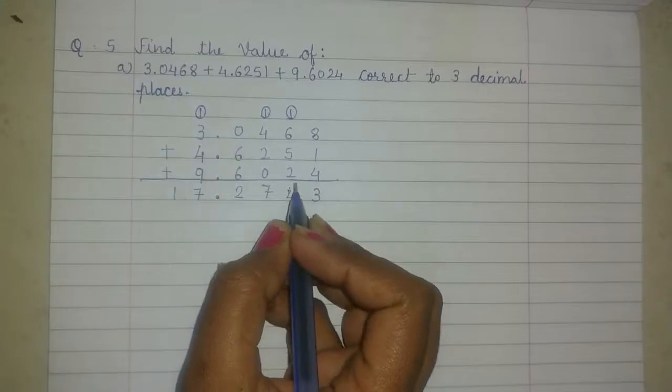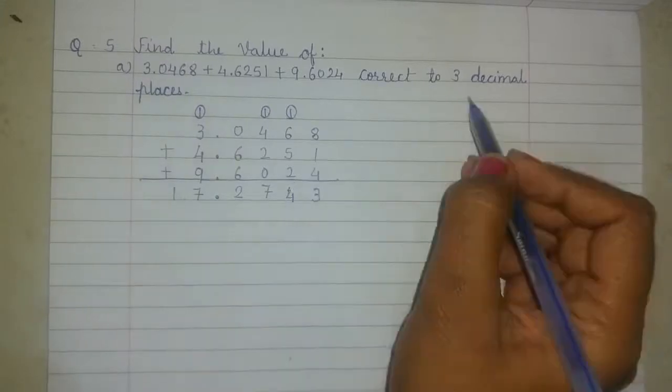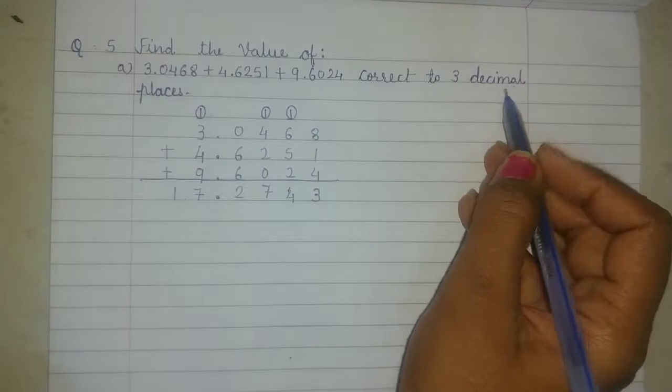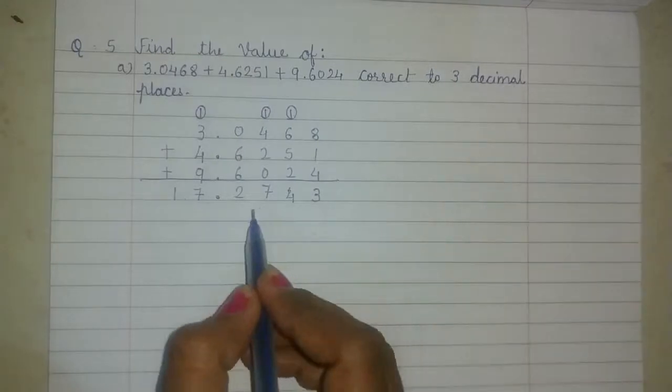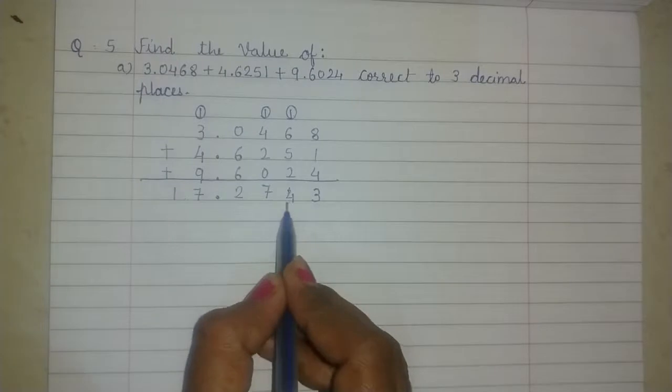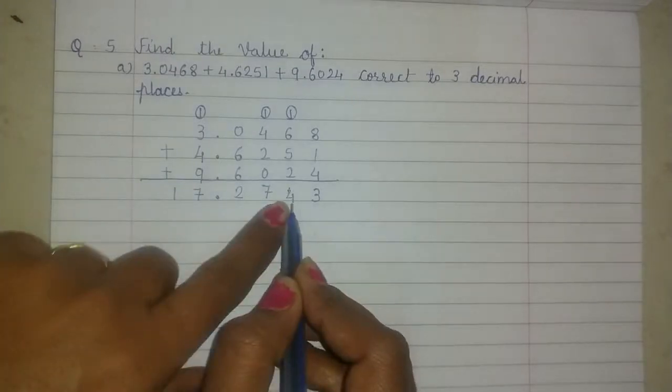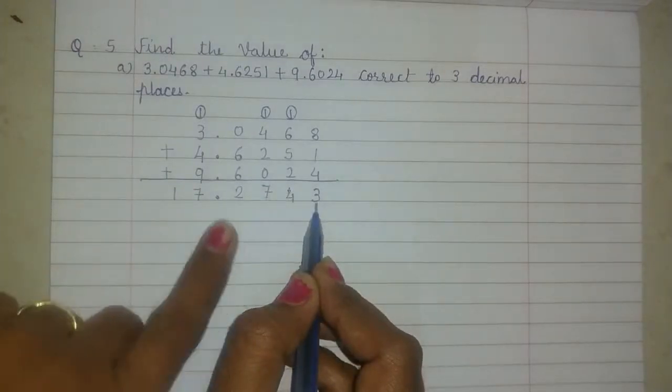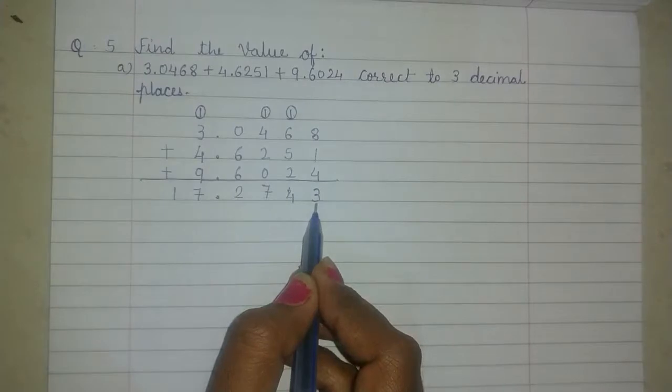So what do we want to do? We want to round off to 3 decimal places. Okay. So which number will we see? Let's see 1, 2 and 3. Here we want to round off. So we'll see this digit. So which one is this? Yes, this is the 10,000th place.